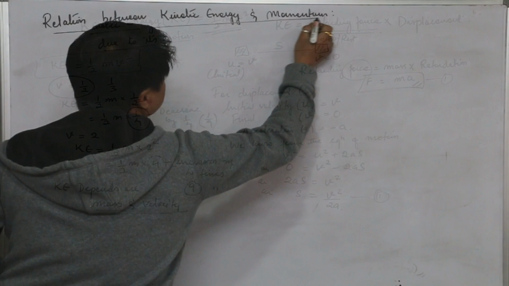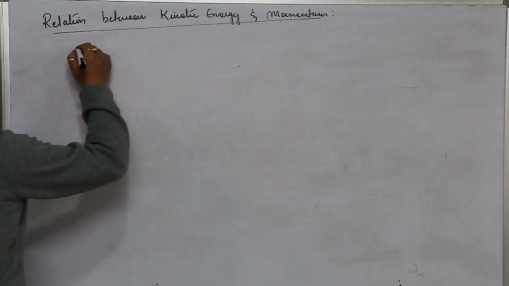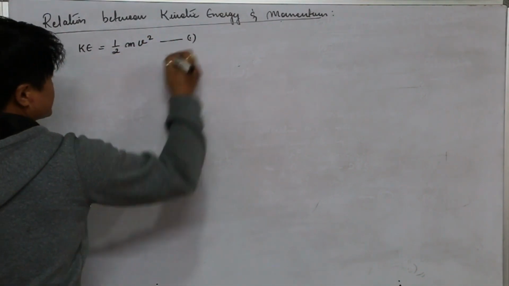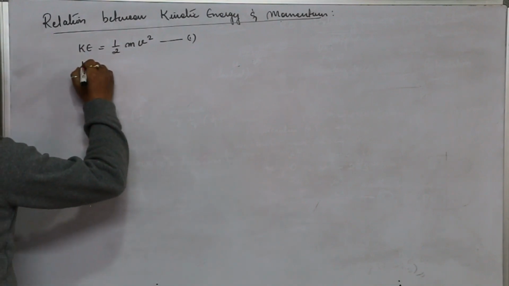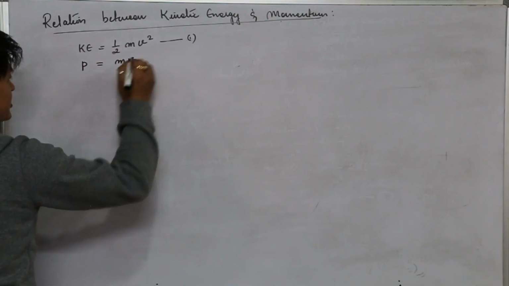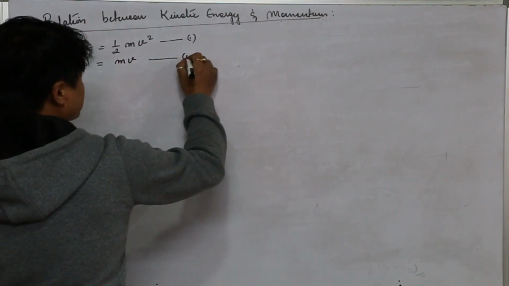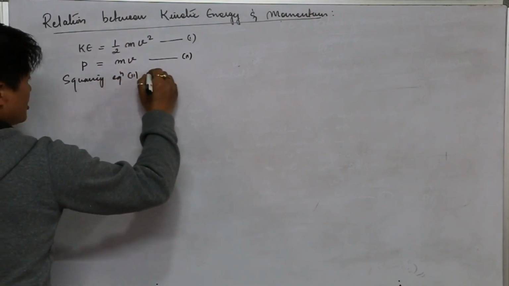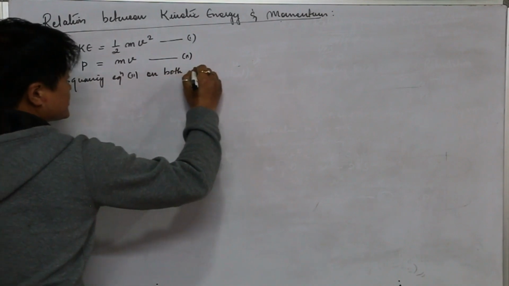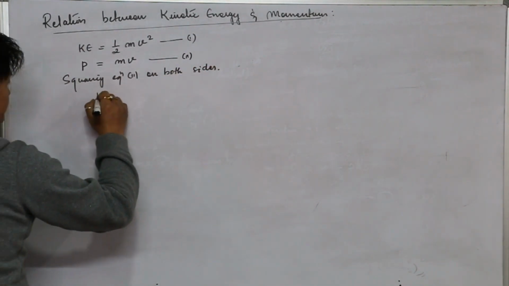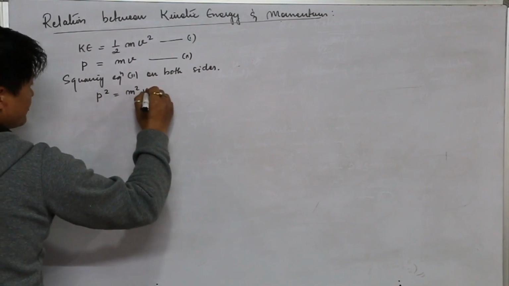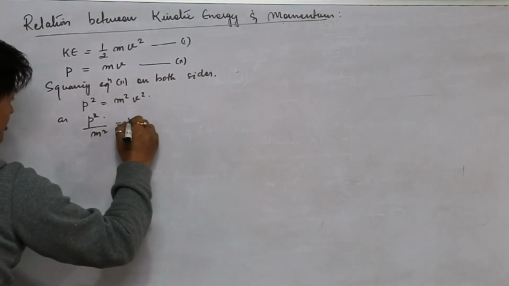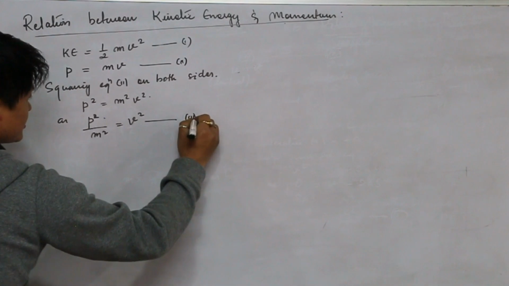Okay, now the relation between kinetic energy and momentum. We know that kinetic energy is equal to half m v square. Let's take this as equation 1, and momentum is denoted by small p, is equal to m v, the motion of the body. Let's take this as equation 2. Squaring equation 2 on both sides, we get p square is equal to m square v square, or p square divided by m square is equal to v square. This is equation 3.